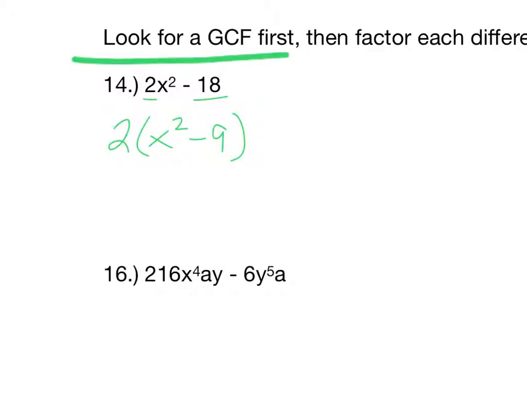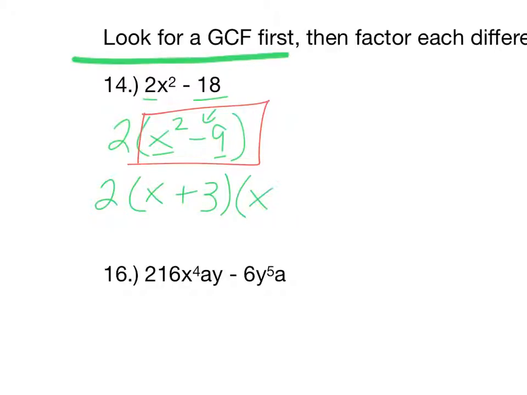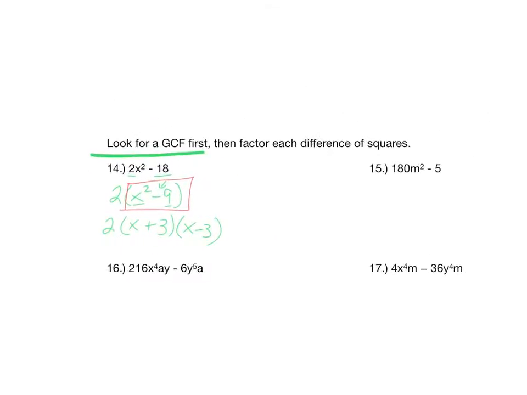Now we have a difference, and then we have things that we could take the square root of. So this 2 here, we're not doing anything with. Okay? We're not doing anything with this 2, so we're just going to bring it down. But this right here, we're going to break it up using what we know about difference of squares. The square root of x squared is x. And the square root of 9 is 3. And then that would also be x minus 3. And that would be your final answer.